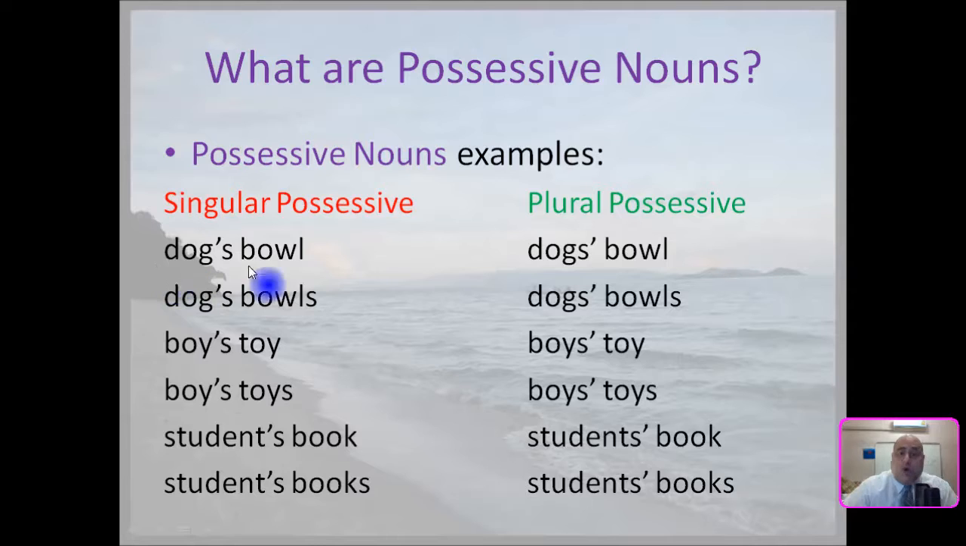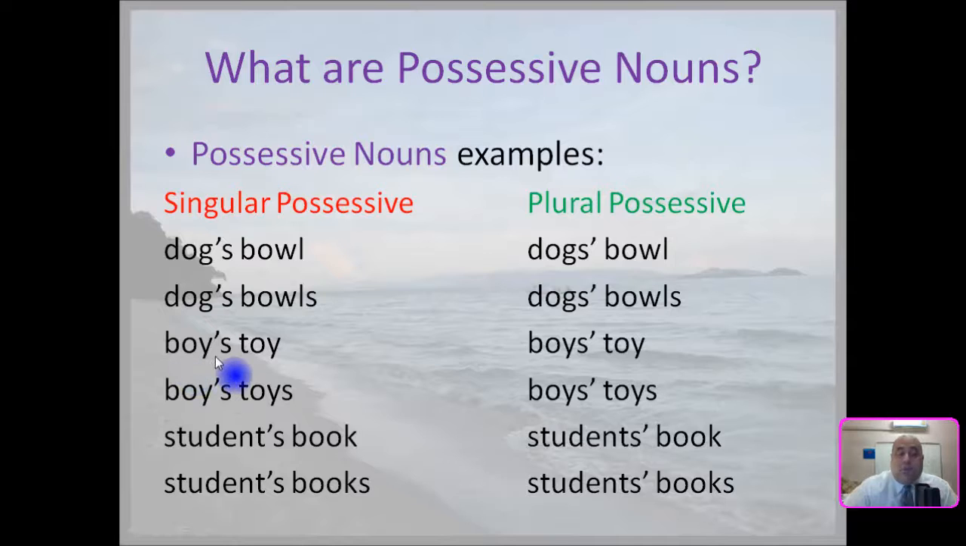So the first example, dog's bowl. One dog, D-O-G apostrophe S, one bowl. Next example, dog's bowls. One dog and maybe two bowls or three bowls. Maybe the dog has a food bowl and a water bowl. So one dog, two bowls.